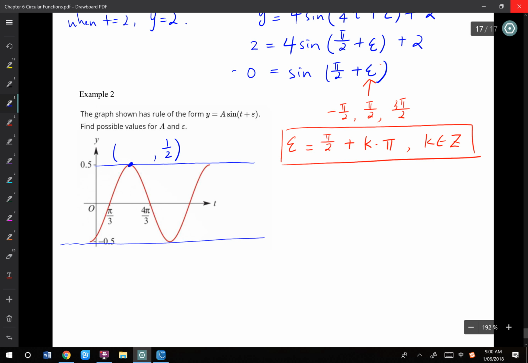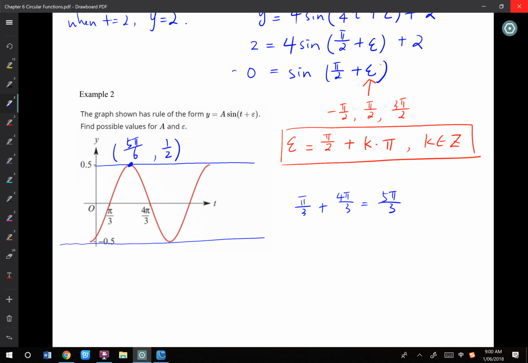Or the method, I don't need the value. What's the method? Yeah, average these values. The maximum exists in the middle, so we just average those two. So we have that plus that, which gives me 5 pi on 3, and then we halve it, that will be 5 pi on 6. So I actually know the coordinates for that, even though it's not given directly.